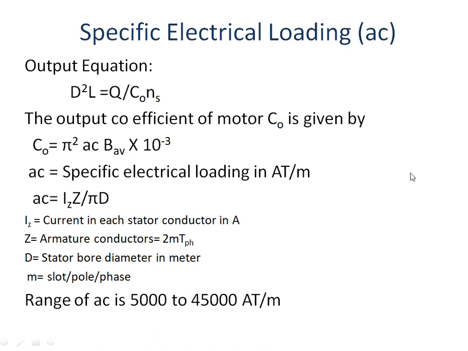So generally the range of this specific electric loading is from 5,000 to 45,000. Now the designer has an option to select any value from this range of 5,000 to 45,000. So what are the parameters which the designer has to take into consideration while choosing a particular value of AC?